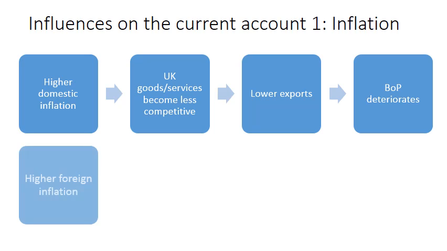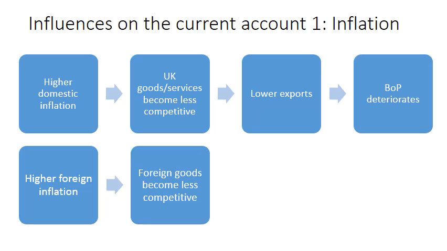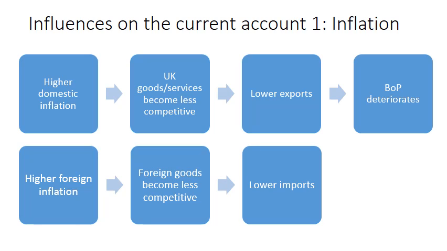At the same time, if the inflation was abroad instead, so let's say a major trading partner with the UK, like the Eurozone, started to have a really high rate of inflation, well, actually now it's going to be the opposite case. Those foreign goods, the goods produced in the Eurozone, will be the ones that have become less competitive, and that means UK goods and services are becoming more competitive. So now we're less likely to see people in the UK buying foreign goods because they've become more expensive, so imports will fall.